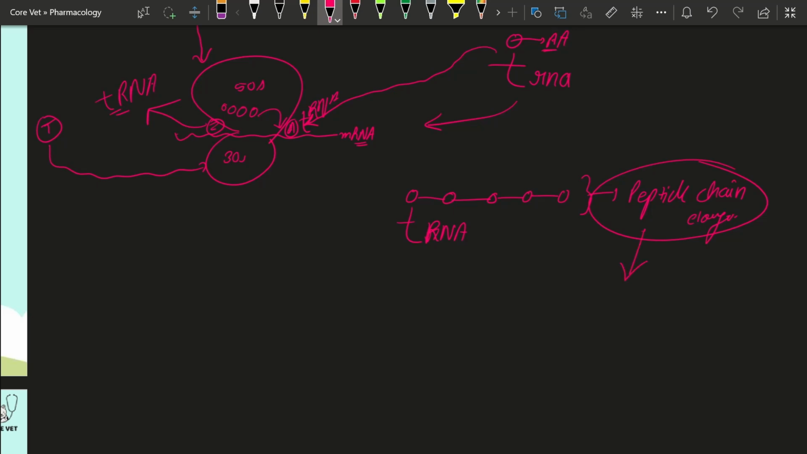So chloramphenicol is inhibiting peptidyl chain elongation, right? The tetracycline was inhibiting the attachment, but the chloramphenicol is inhibiting the elongation of the peptide chain. Okay, so that's the mode of action of the chloramphenicol.